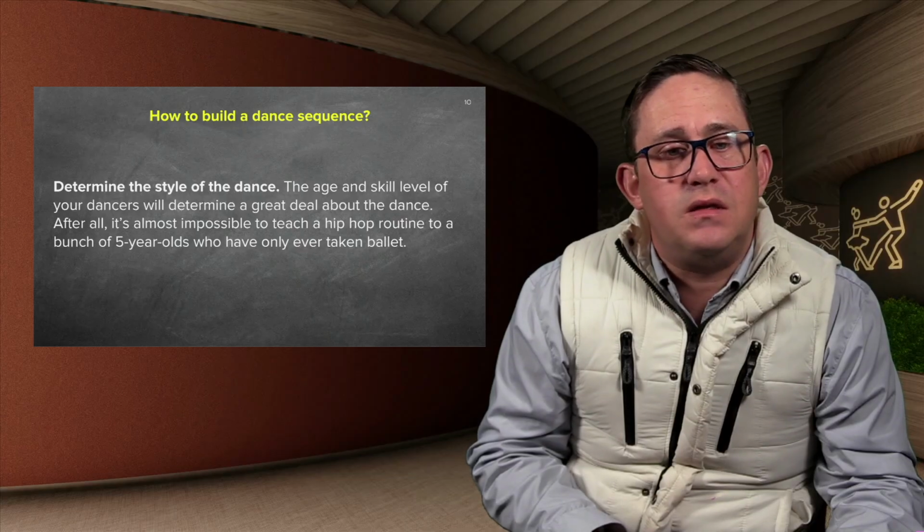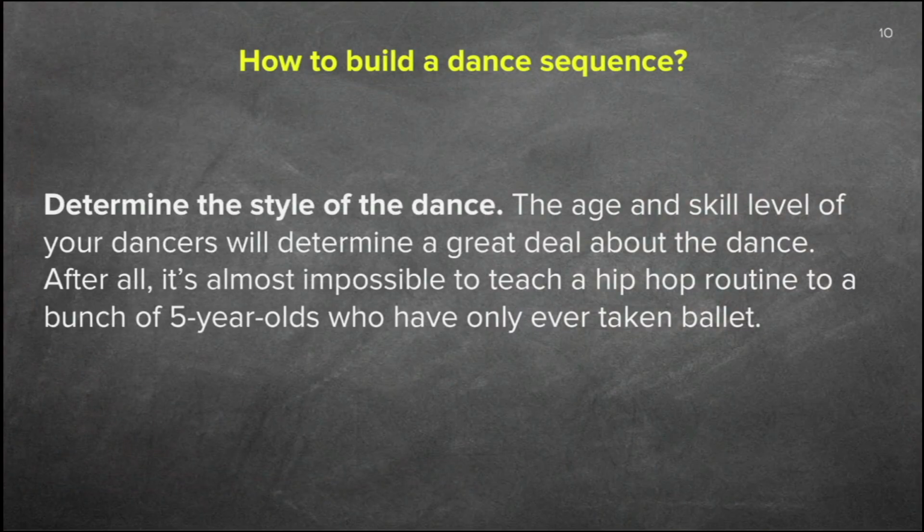And then determine the style of dance. So whether you want to do maybe a ballroom piece, of course you need to go and have a look at that type of music. The age and skill level of your dancers will determine a great deal about the dance. After all, it is impossible to teach a hip-hop routine to maybe a group of five-year-old kids.